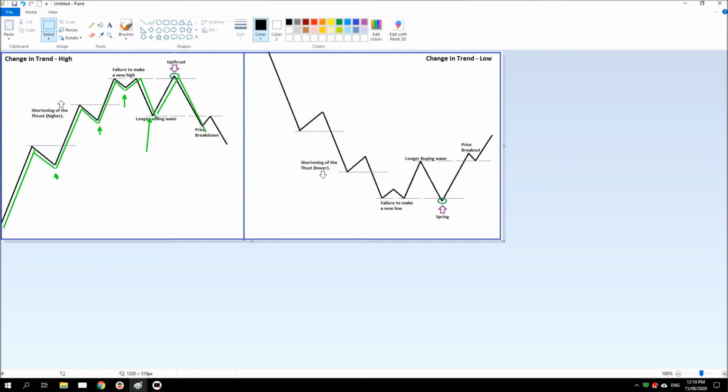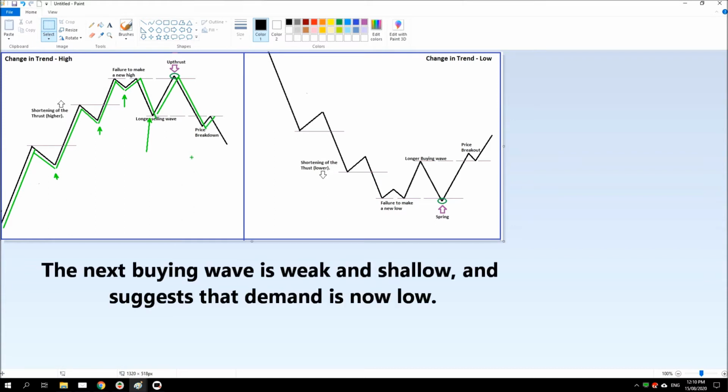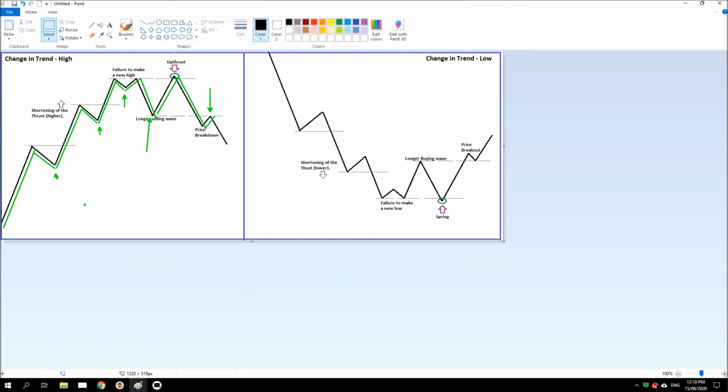The next down wave comes in, it's longer again than the previous down wave. It breaks below the low of the previous down wave, and in response the next buying wave could not regain the lost ground. At this point here the market's about to turn, and it's almost guaranteed at that point. It's very, very highly probable the market will turn at this point.